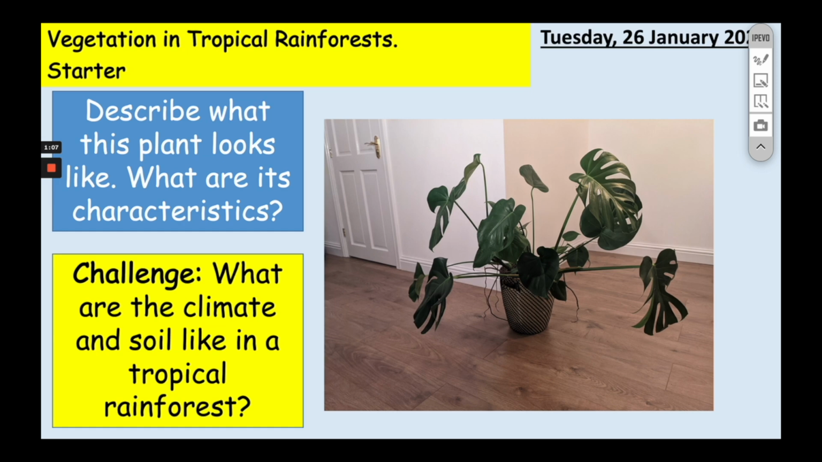As a challenge, you could try and link that to the climate and soil, or just write down what the climate and soil in a tropical rainforest are like. So pause the video and take 60 seconds.